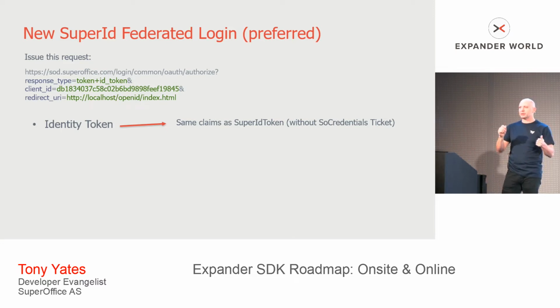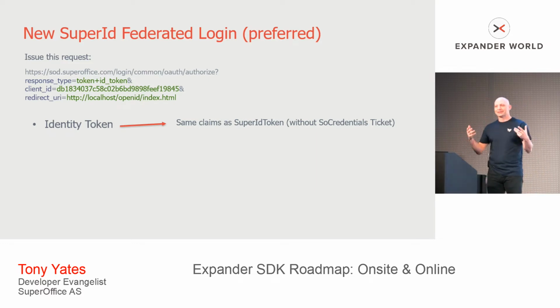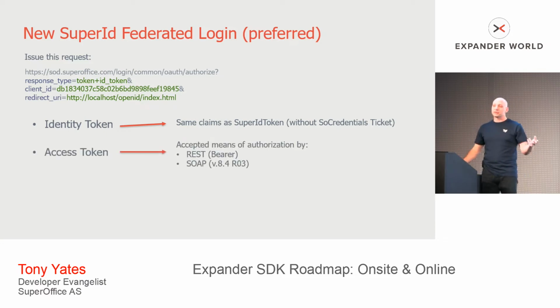So what we do with this one, when a user successfully logs in and gives consent for that application to access that tenant's database, he'll get back a real JWT, a real OAuth OpenID Connect security token. It contains an identity token. This contains the same claims as the SuperID token would, except now you no longer have that SO credentials ticket, because you don't need it, because we're giving you an access token, which is really what you want. And then you can use the access token for making bearer requests in both our REST API and SOAP API.